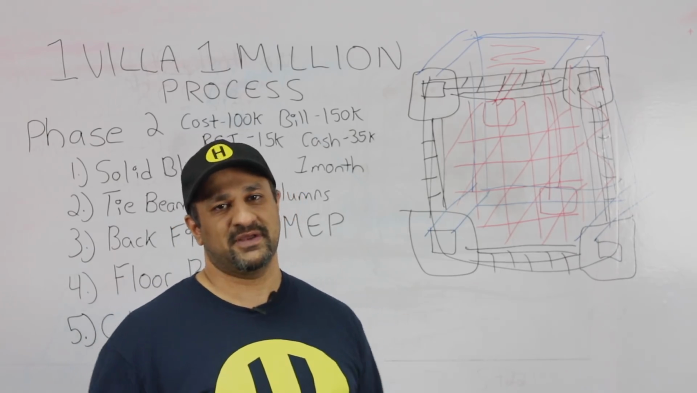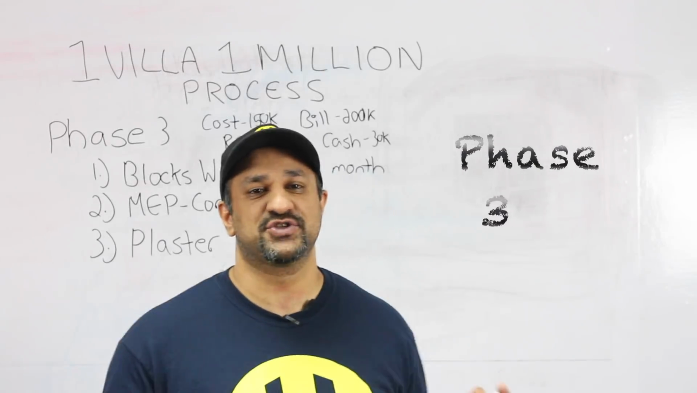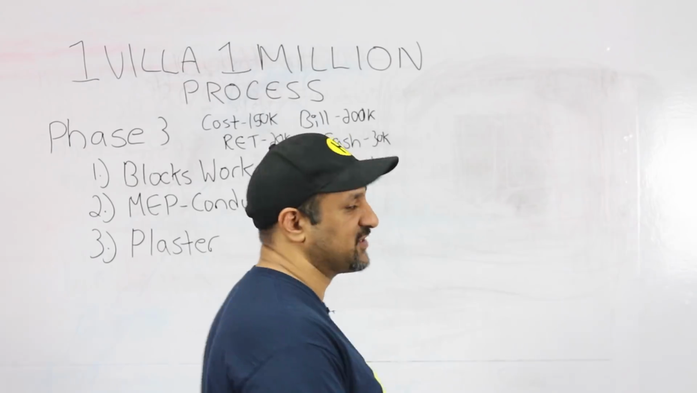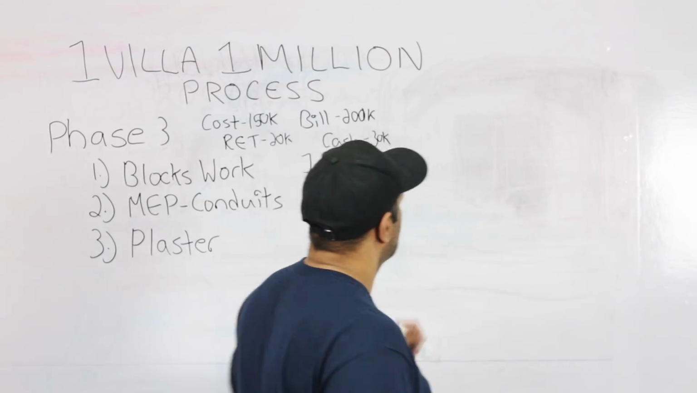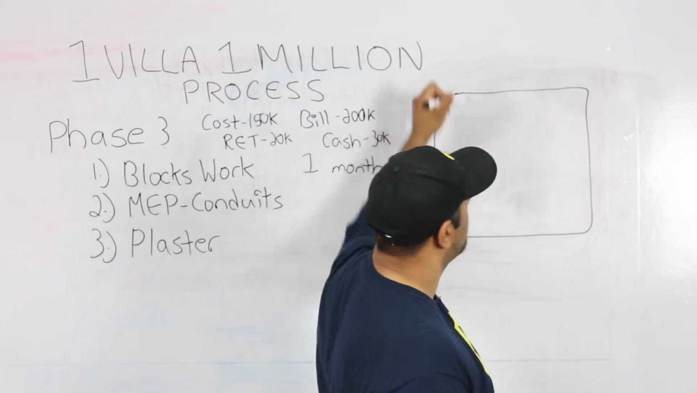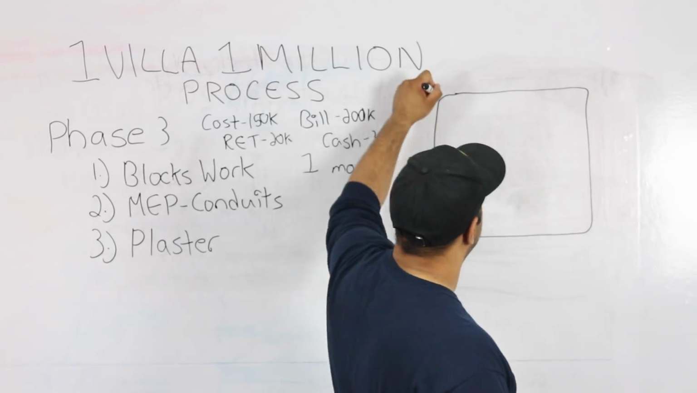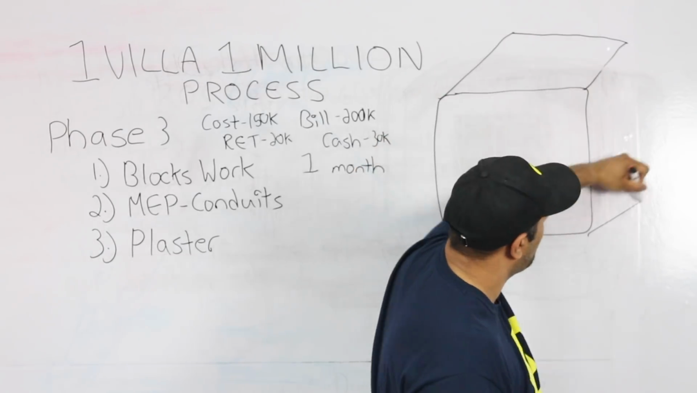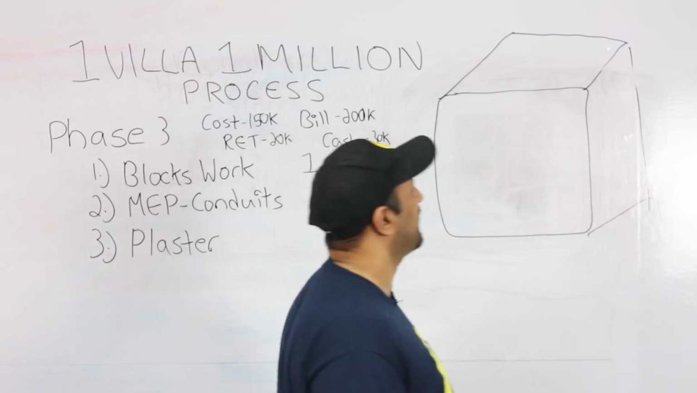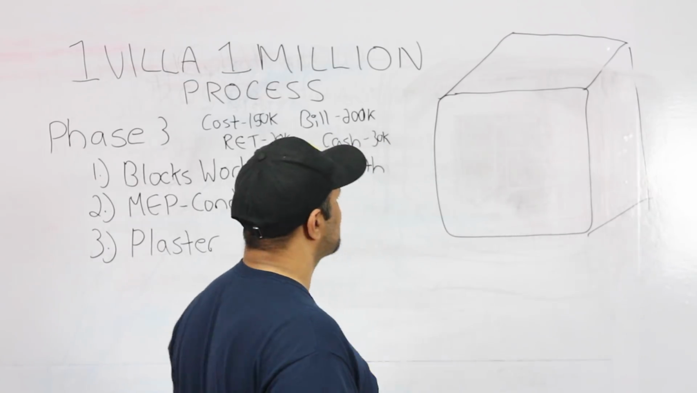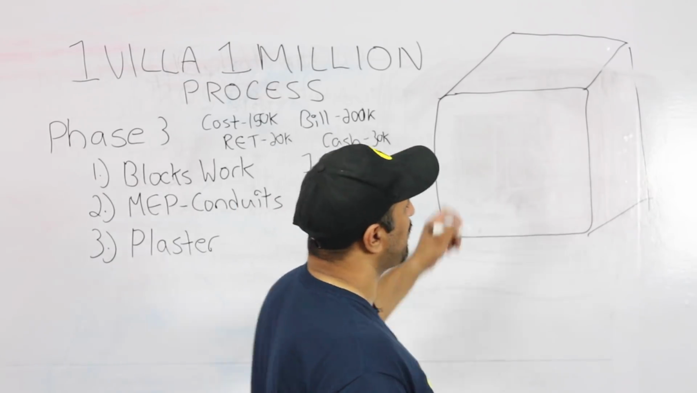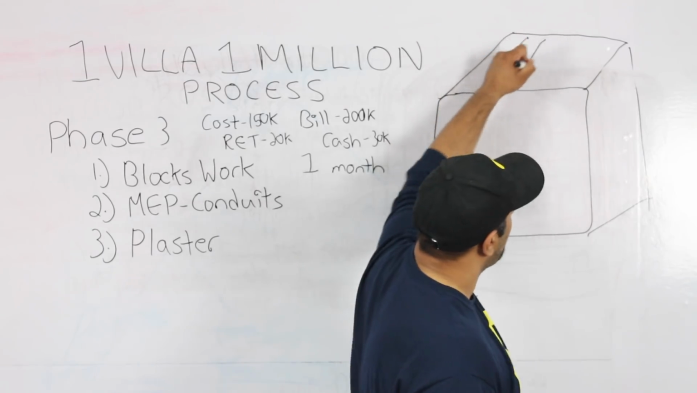Now let's go to phase 3. Okay, so this is phase 3. And in phase 3, I'm just going to draw it out for you again quickly. This is basically our 3D version of it now. And so you have this, you have this. Now look at it almost as this 3D version. Now inside here, we have basically our block works. So this is our block works.